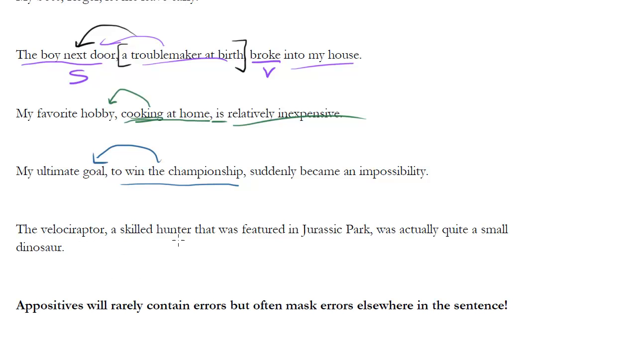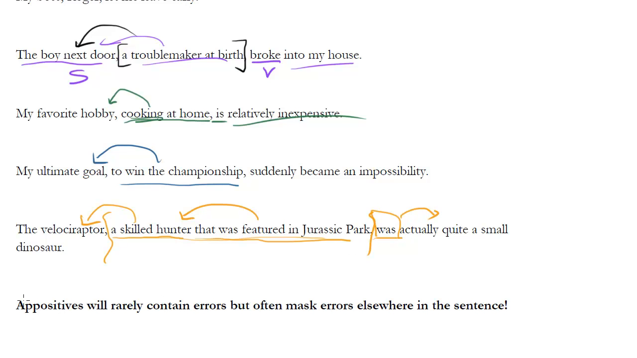The velociraptor, a skilled hunter that was featured in Jurassic Park, was actually quite a small dinosaur. Here we have a bit more complex appositive, but an appositive nonetheless. Here's our noun, a skilled hunter. Here's a relative clause that itself is modifying the noun in the appositive, and this appositive is therefore modifying the velociraptor. So it's more complex, but again, this is the appositive, it's modifying this, and the main verb of the independent clause is "was," and then the sentence continues.